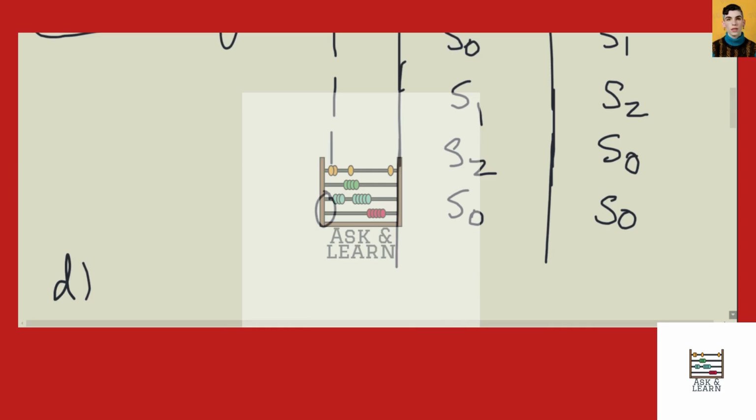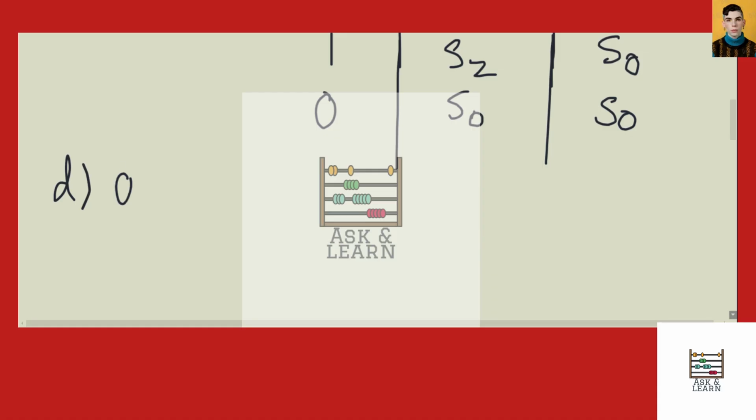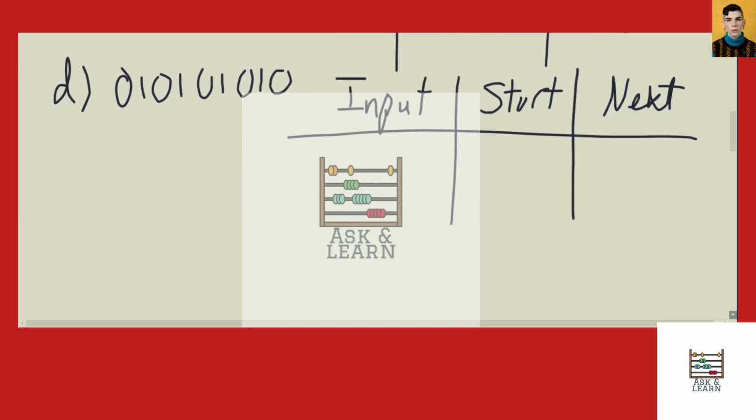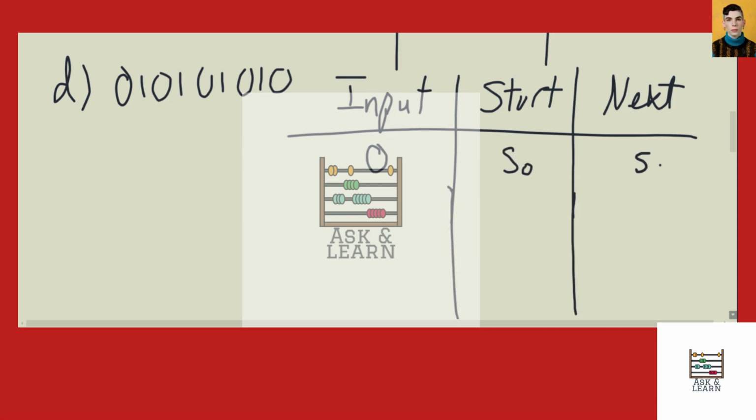In part D, we're given the string 0101011010. Again, I'll draw a table with 3 columns: the input, the start state, and the next state. The first input is a 0. The start state is S0, so the next state is S0. The next input is a 1. The start state is S0, so the next state is S1.